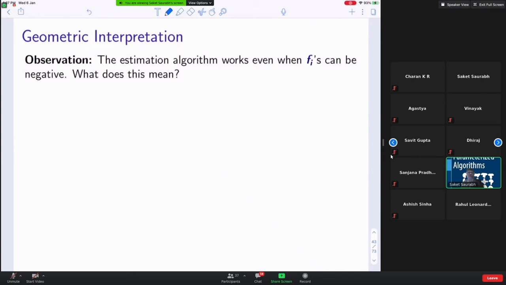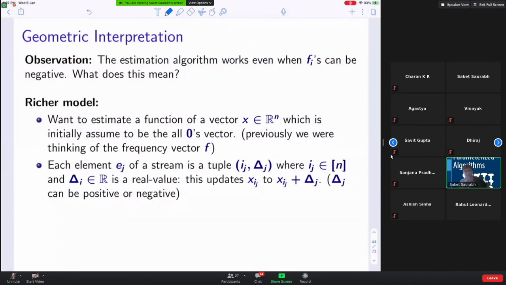So there is some geometric interpretation of why this algorithm actually works well. The estimation algorithm works even when the f_i could be negative. What does this mean? Look, up until now, I have told you that these e_i belong to some integer 1 to n. But the estimation algorithm for f_i square actually works even when it is negative, if we look slightly closely inside this.